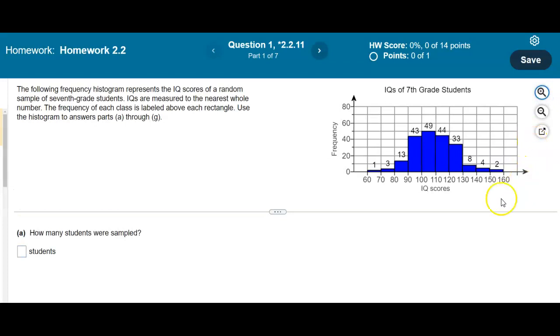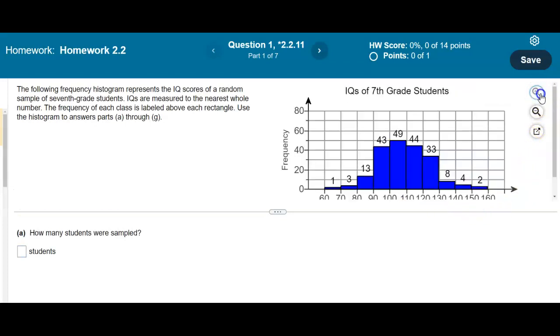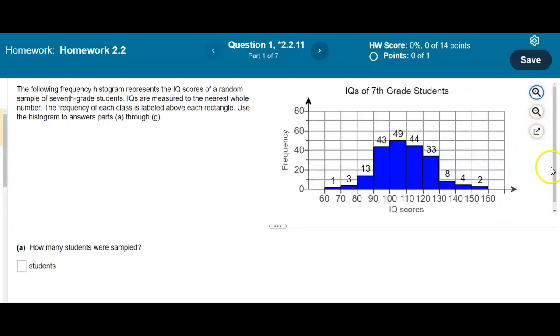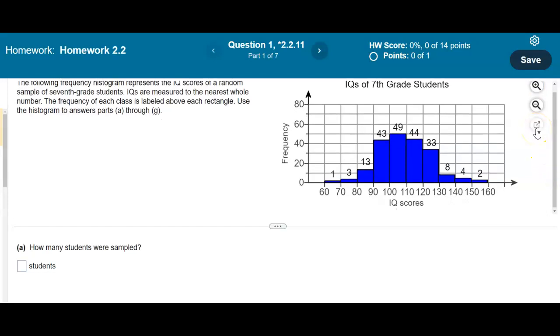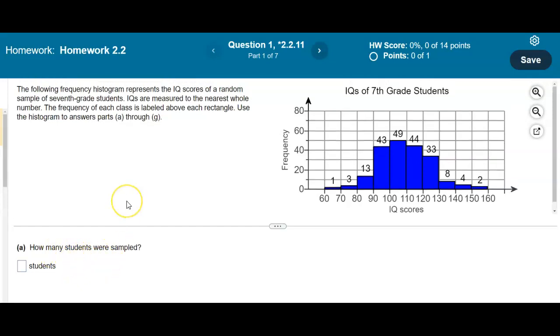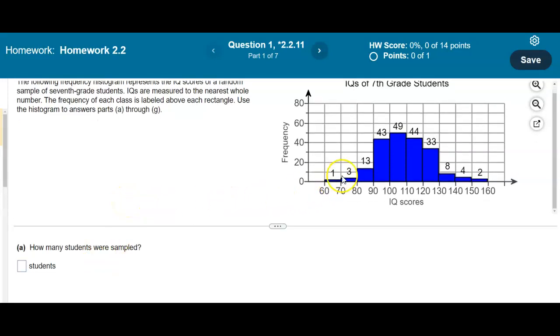So let's go ahead and make this a little bit bigger so we can see that. We can do it one more time if we want to, or we can just use this to make it very big. But since we want our questions here, we want to determine what's happening. So first thing is, how many students were sampled? That means we need to add all these numbers to find out how many were sampled.